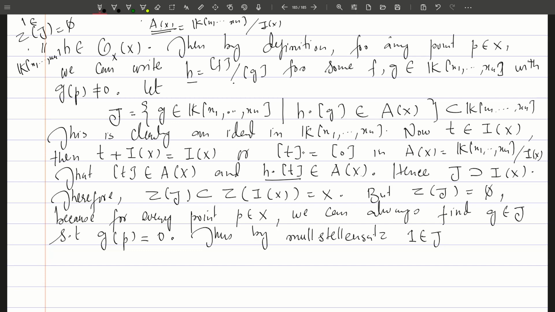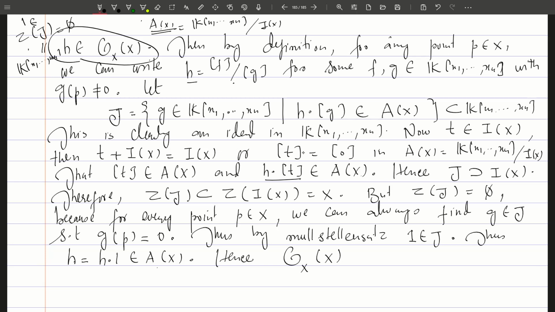Now, if 1 is in J, that means 1 times H times 1, which is H times the class of 1, is in Ax. So thus H, which is equal to H times 1, is in Ax. We chose this H inside O of X, and we proved this H is inside Ax. So hence the ring of regular functions on X is contained inside the coordinate ring. So this means that these two rings are equal.